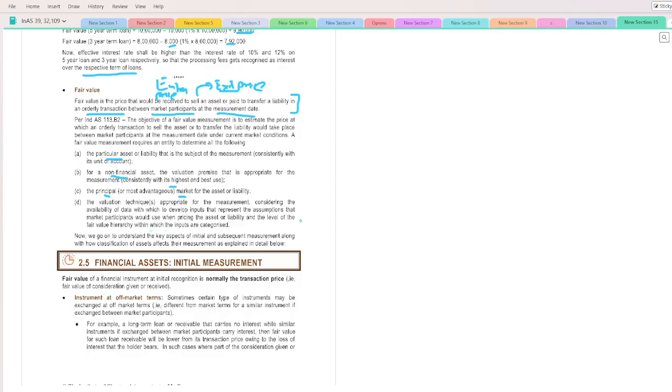So here this is leveling. In Ind AS 113, you are having three levels: Level 1, Level 2 and Level 3. In Level 1, you can simply say that that particular asset is tradable in the market. Like your Reliance shares, it is tradable in the stock market. So from there you will be taking the price.